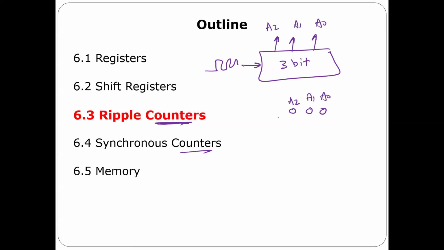After 1 clock, I'm going to move to the next state: number 1. Every number stays for 1 clock. Every time there is a rising edge, you move from one state to another. That's what we do in a sequential circuit. So now 1, and then 2, 3, 4, 5, 6, 7. After 7, it goes back to 0 again.